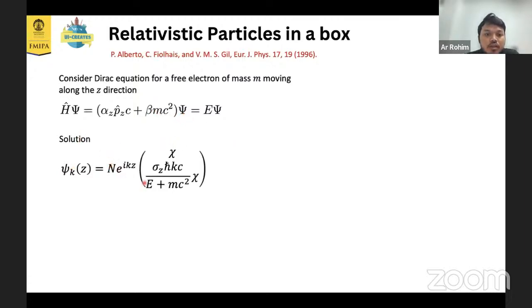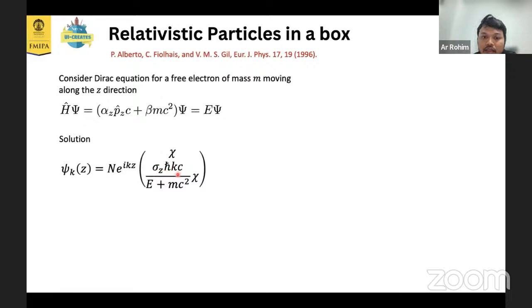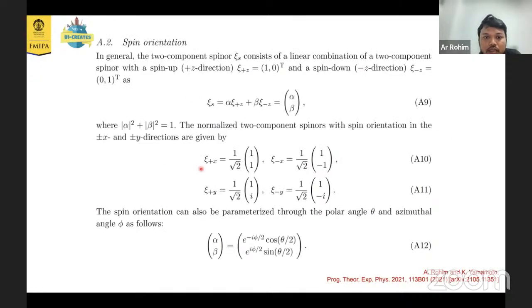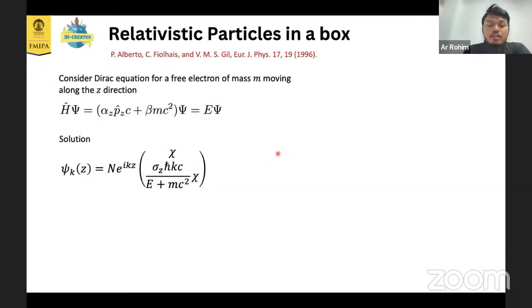Okay, then this one is the general solution that we obtained previously, I think from this one. Sigma dot k here is sigma 1 k1 plus sigma 2 k2 plus sigma 3 k3, but because we only consider 1 plus 1 dimensions, we only have sigma 3 k3 here, and sigma 3 in this paper is written as sigma z and k3 as k. Also, you may notice that in this paper they keep the expression of h bar, but in this expression we use h bar equals 0. Sorry, h bar equals 1. We use the natural units.